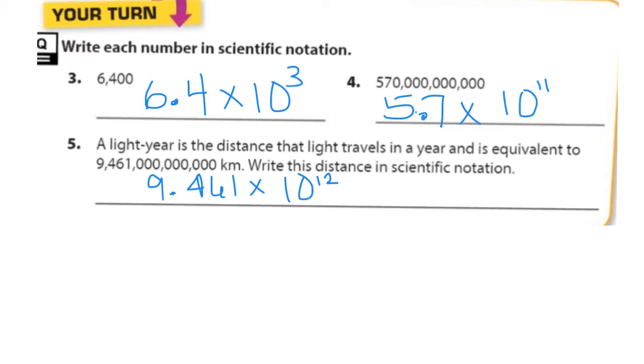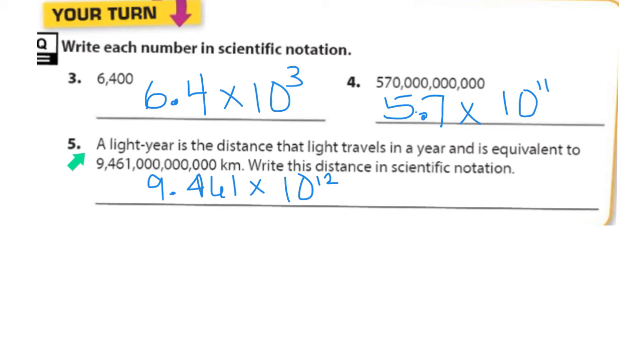Okay, so these would be your solutions. 6.4 times 10 to the third. Here's your decimal point. You moved it 1, 2, 3 spaces between the 6 and the 4, and you see it there. 3 spaces is your exponent. This is 5.7 times 10 to the 11th. So you move your decimal point 3, 6, 9, 10, 11 times. You stop between the 5 and the 7, making one digit in front of it, and you move 11 spaces.